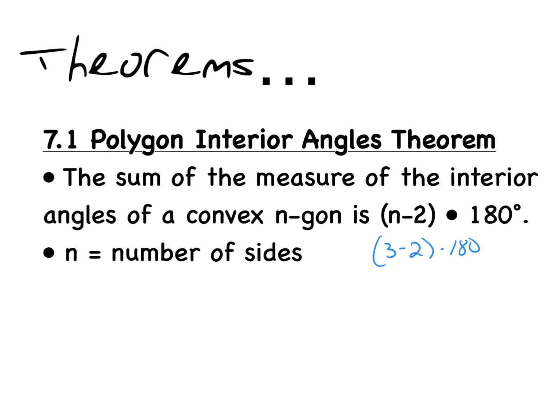Class, what do you get when you do 3 minus 2 times 180? 180. 3 minus 2 is 1. 1 times 180 is 180. How much did we say the interior angle of a triangle equals? 180. So you see, that's how we calculate it with this formula. So let's move on and let's calculate for other ones.